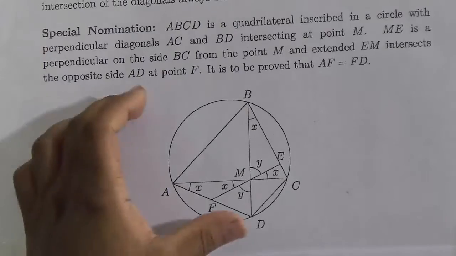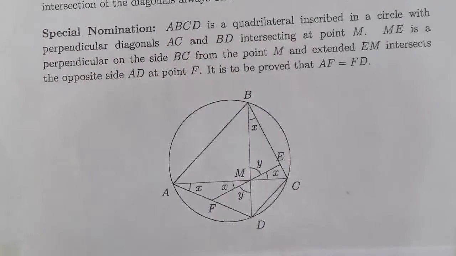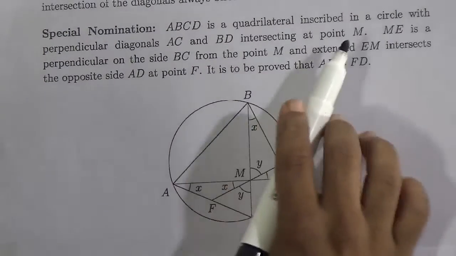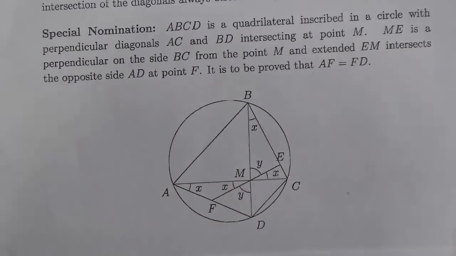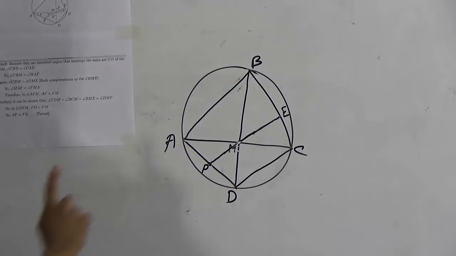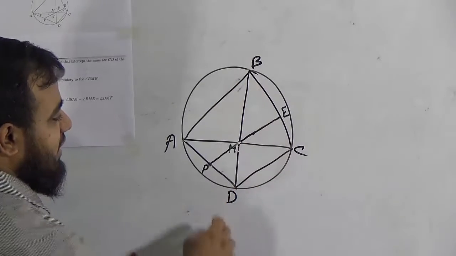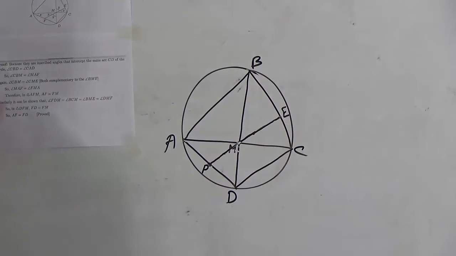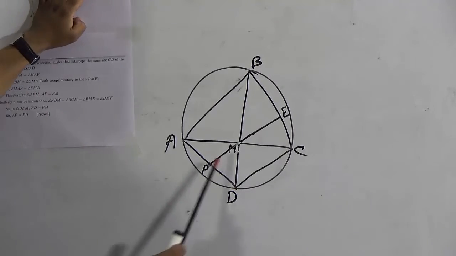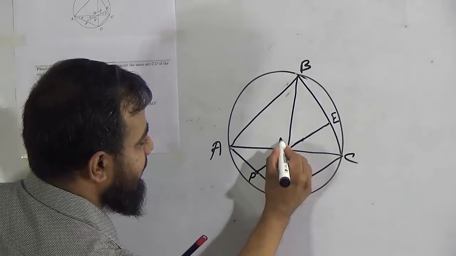The special enunciation is nothing but about the figure. The figure says that ABCD is a quadrilateral inscribed in a circle with perpendicular diagonals. I have written it down here. Suppose this is A, B, C, D, a quadrilateral which is drawn inside the circle, and it has perpendicular diagonals. This means AC and BD intersect perpendicularly at point M. This point's name is also M here. I'm writing down this point again. This point is M.